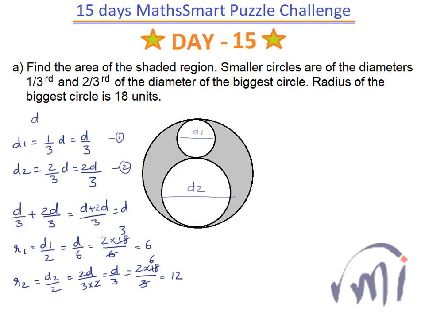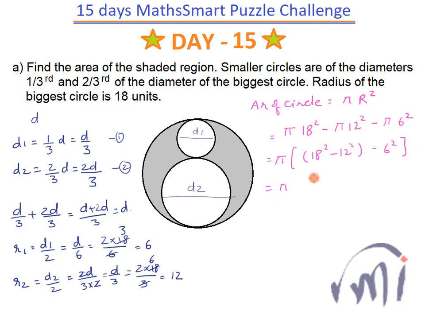So we have found the radius of both the smaller circles, and now we have to find the area of the shaded region. We know the area of a circle is given as pi r square, where r is the radius of the circle. So the area of the biggest circle will be pi multiplied by 18 square. Then we have to subtract the areas of both these circles. The area of this circle will be pi multiplied by 12 square, and the area of this circle will be pi multiplied by 6 square. If I take pi common from all these terms, I'll have 18 square minus 12 square inside the bracket, minus 6 square over here.